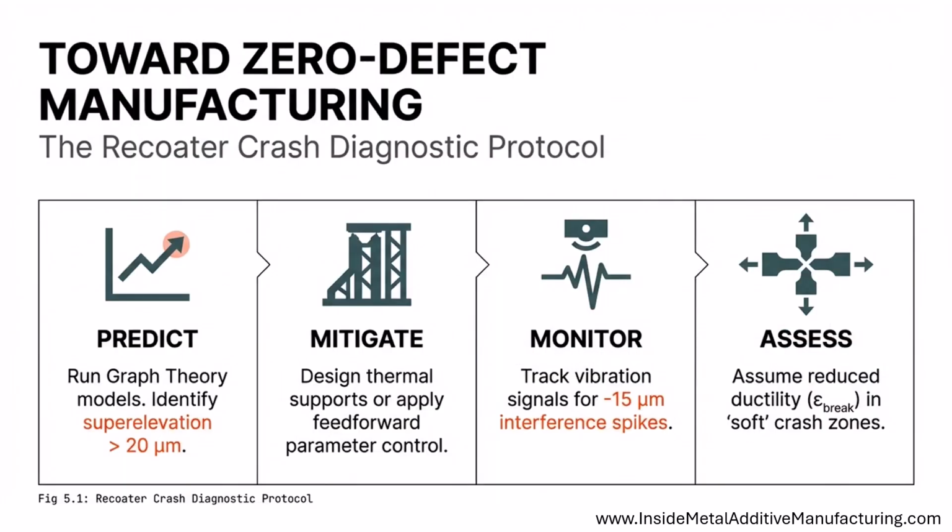In conclusion, moving towards zero-defect manufacturing requires a 4-step protocol: predict using graph theory, mitigate through thermal support design, monitor via vibration signals, and assess the ductility of parts in known crash zones. This comprehensive approach ensures reliability in every build.